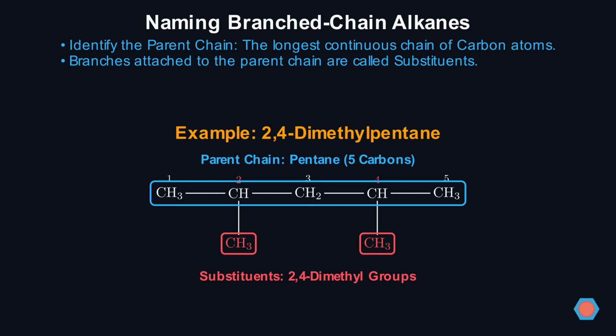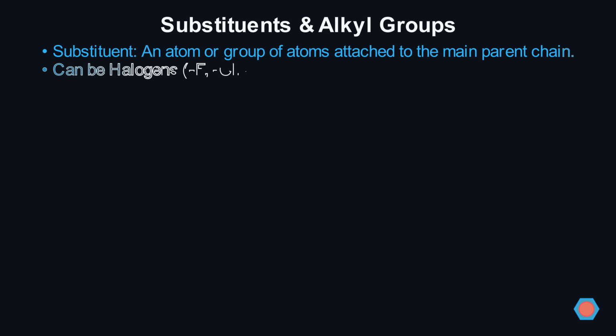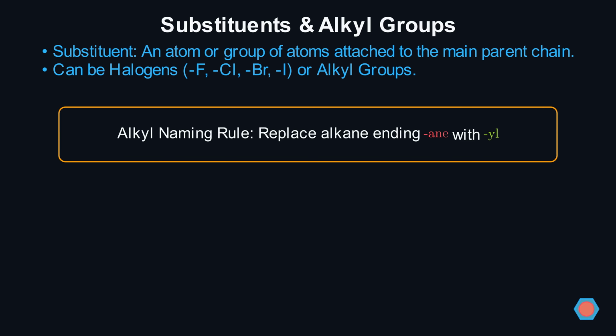These branches attached to the main carbon chain are called the substituents. Note that the substituents could be an atom, like the halogens, fluorine, chlorine, bromine, or iodine, that are attached to the main chain. It could also be a group of atoms like the alkyl groups. The most common alkyl groups are the methyl and ethyl groups.